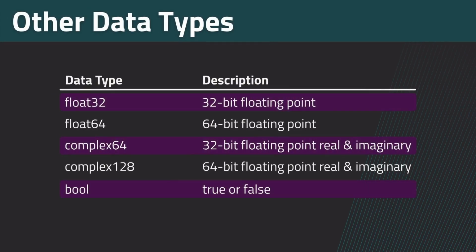Some other data types that are available are the float32, which is a 32-bit floating point number. Floating point numbers are just decimal points. We also have float64, which is a decimal point number with enhanced accuracy. We also have complex64 and complex128, which include real and imaginary parts. And then we have a Boolean, which is simply true or false.